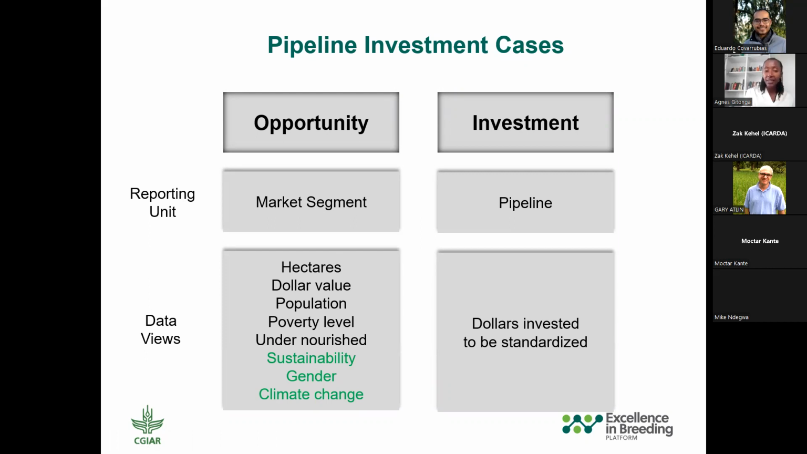So for the current data, the ones in black is what we've been able to scope as far as opportunity is concerned. And the ones in green, that is sustainability and gender, which fall under the 5 impact areas. These are the 2 areas that we will need to look at in future in terms of defining the opportunity.